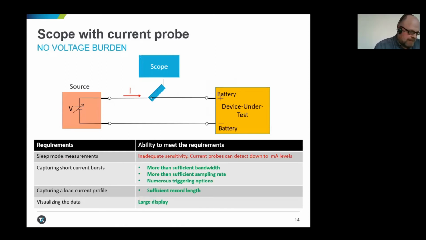Oscilloscopes with current probes can capture all the details of a current burst. Depending on how much you want to invest in a scope, you can get bandwidths well into the gigahertz range these days. That's more than enough. Scopes have plenty of memory and numerous triggering methods. But our ideal instrument fails to help us with the low sleep currents. Current probes are generally limited to milliamp levels, insufficient for sleep mode currents in these ranges. The scope with the current probe solves one of the measurement problems, but not both.